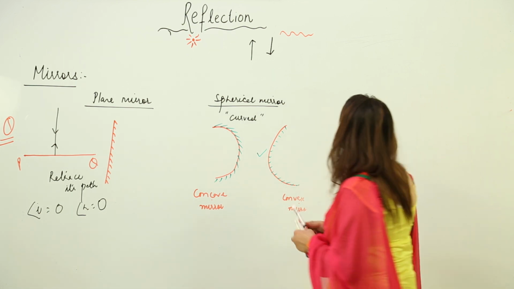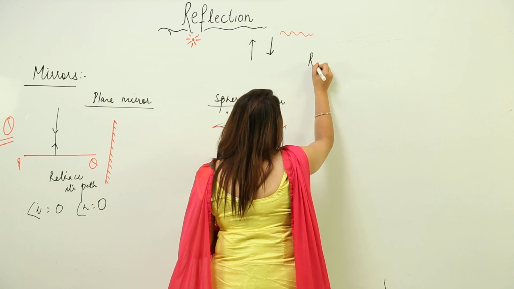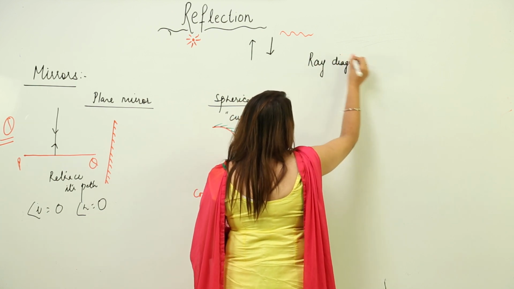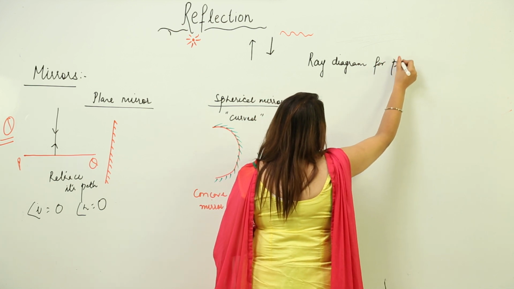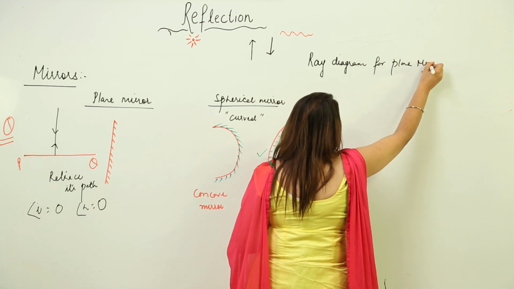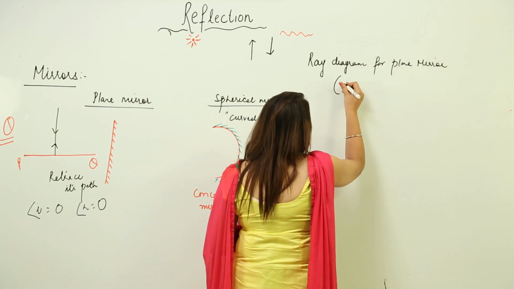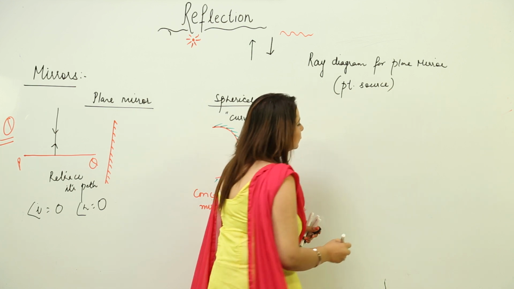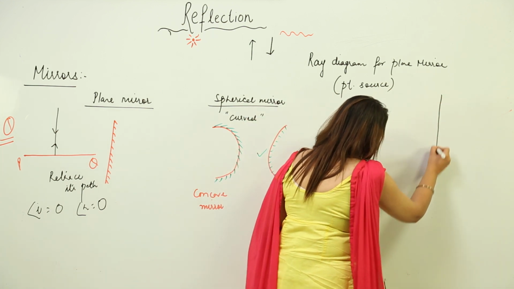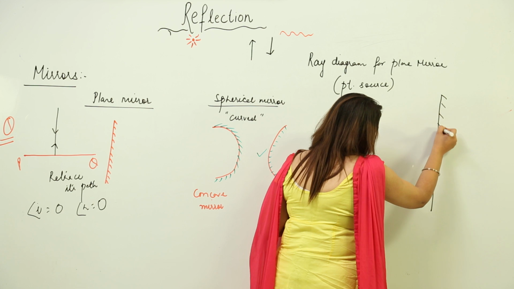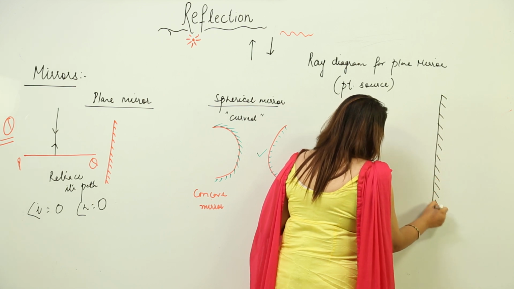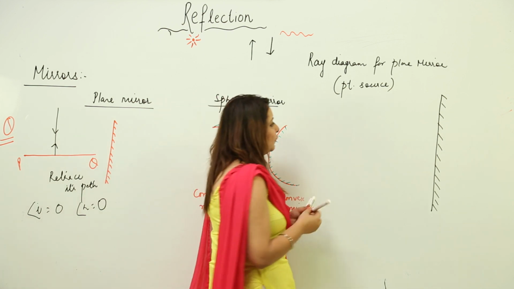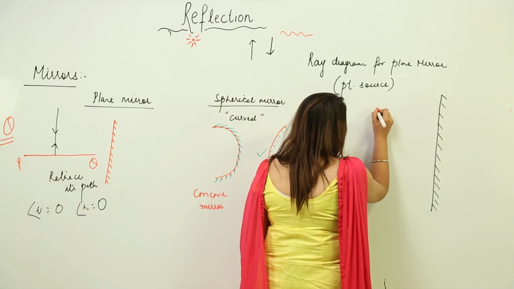So we are just going to draw a ray diagram for plane mirror. And what kind of source am I putting? I'm using a point source. So let's make first the plane mirror. You know that we make a plane mirror like this, a big line with small oblique lines, and as I told you we have a point source. So let's say this is my point source.